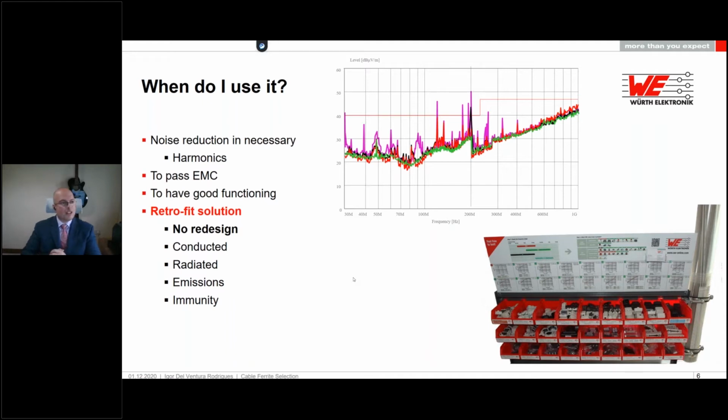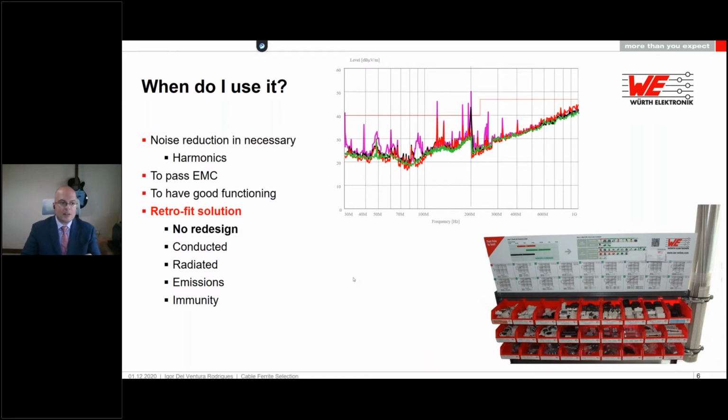We've heard earlier today about SMT ferrites. One of the main differences between SMT ferrites and cable ferrites is that this will be a retrofit solution instead. So with the cable ferrites, you don't have to redesign your product essentially.